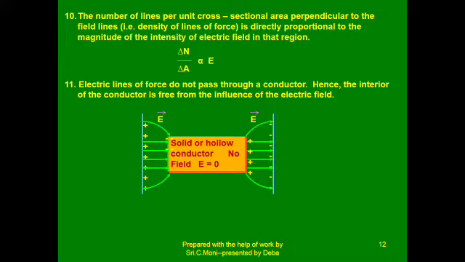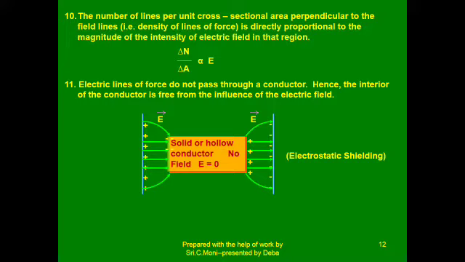This is also called electrostatic shielding. One example: if you are sitting inside a car with a metallic body, and there is lightning, you will be saved from the bolt because you are inside a conducting body. So there is no electric field inside. It's called electrostatic shielding.